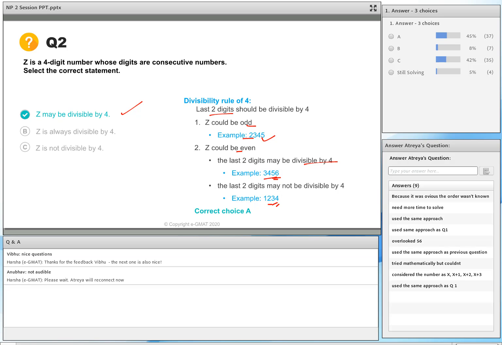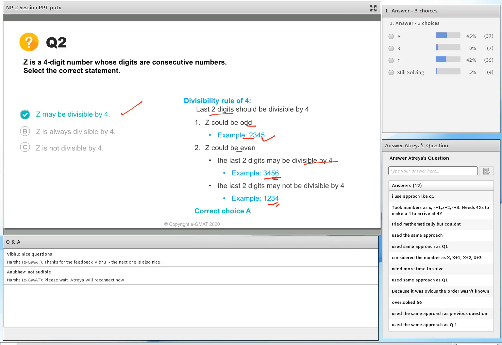But again, if you do that, you do not know the values of x plus 2, x plus 3, right? So you cannot essentially say whether they are divisible by 4 or not. So that approach would not work here. Again, a very key point of learning in this question. So with that, let's move ahead with the next question.